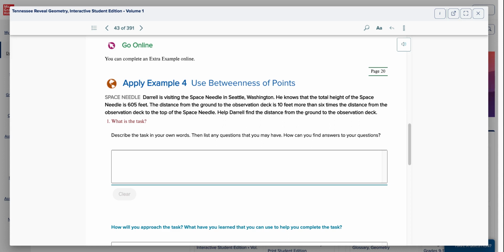All right, Space Needle. Daryl is visiting the Space Needle in Seattle, Washington. He knows that the total height of the Space Needle is 605 feet. The distance from the ground to the observation deck is 10 feet more than 6 times the distance of the Space Needle. Oh, don't you just love it when they use words? All right, help Daryl find the distance from the ground to the observation deck.